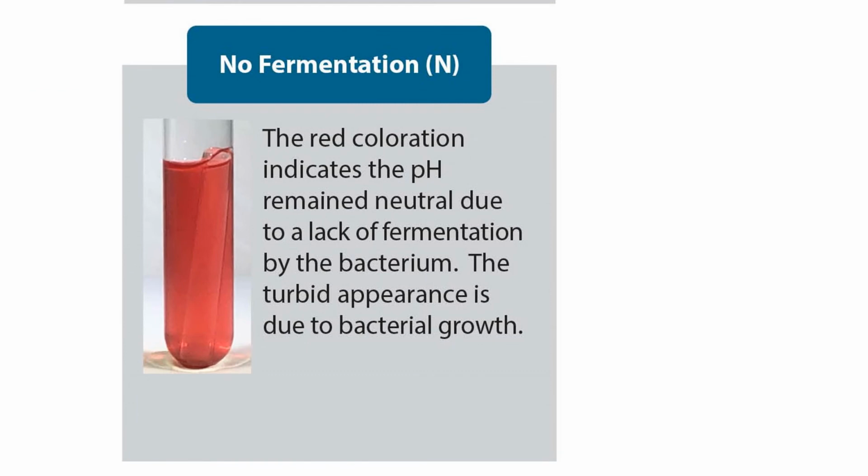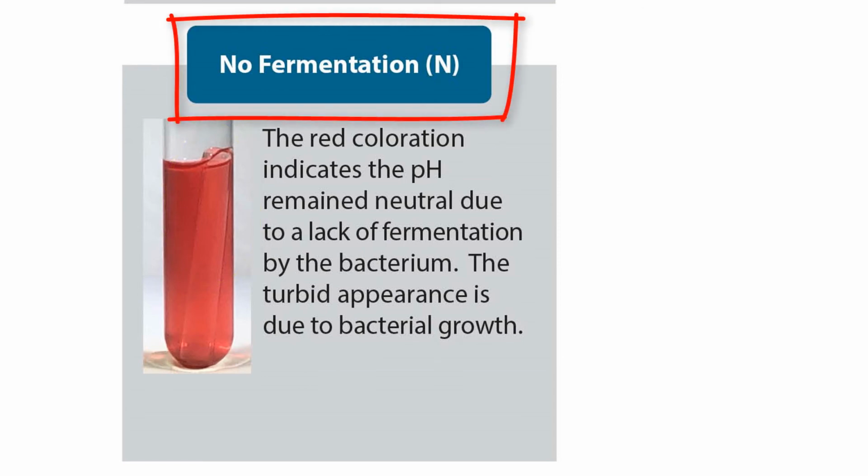The next result is in stark contrast to the previous. The red coloration indicates the pH remained neutral due to a lack of fermentation. And because the bacteria was unable to ferment the sugar, notice the lack of gas as well. The proper interpretation for this result is no fermentation, or N.